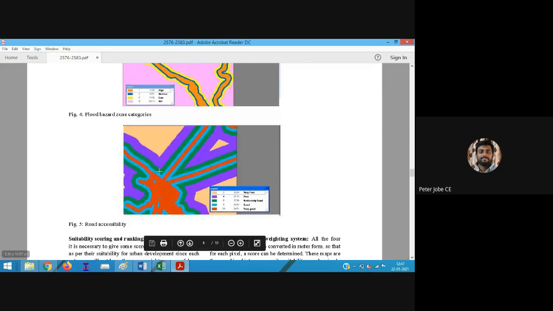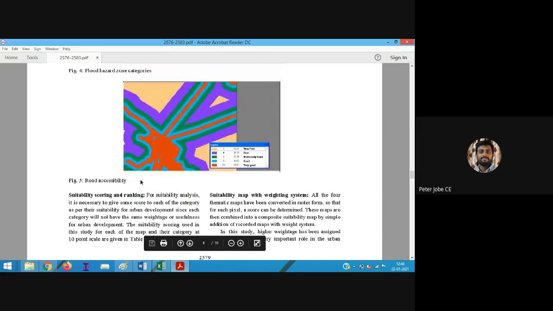Figure 5 means road accessibility. You can see there are some major roads, and they have categorized all these things in different areas. Those areas which are lying along the roads, very close to the main roads, will be categorized as very good. And if they are at some distance, it will be categorized as good. So similarly, as we move away from the roads, the weightage of the place will decrease.